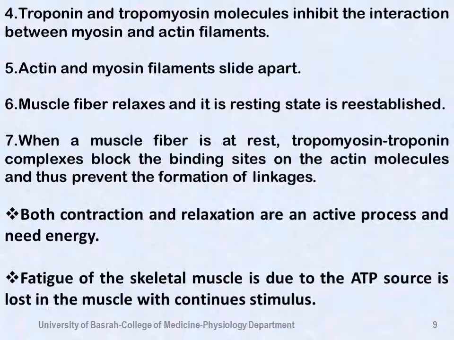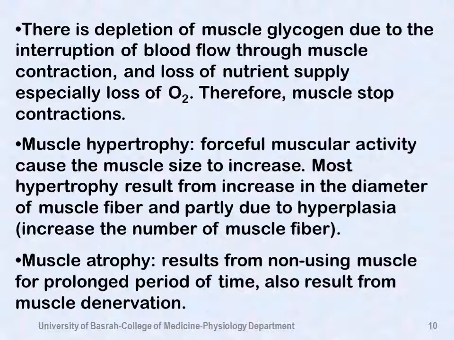We mean by fatigue of the skeletal muscle that it is due to the adenosine triphosphate source being lost in the muscle, and with continuous contraction the adenosine triphosphate is going to be reduced, and the muscle needs more energy. There is a depletion of muscle glycogen due to the interruption of the blood flow through the muscle contraction and loss of nutrient supply, especially loss of oxygen. Therefore, the muscle stops contraction.